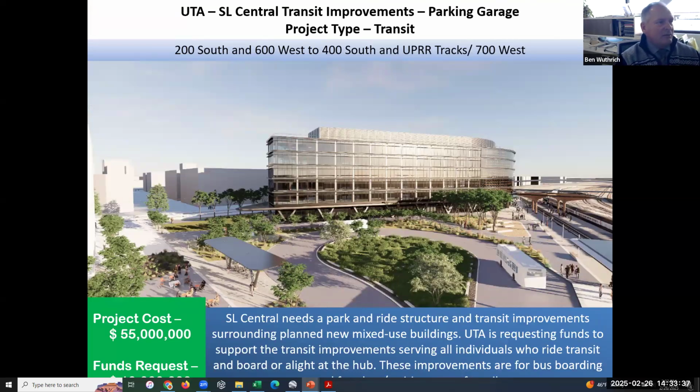The next request is from UTA. This is the Salt Lake Central Transit Improvement for parking garage and park and ride facilities. Estimated project cost is 55 million. Funds being requested are 10 million.